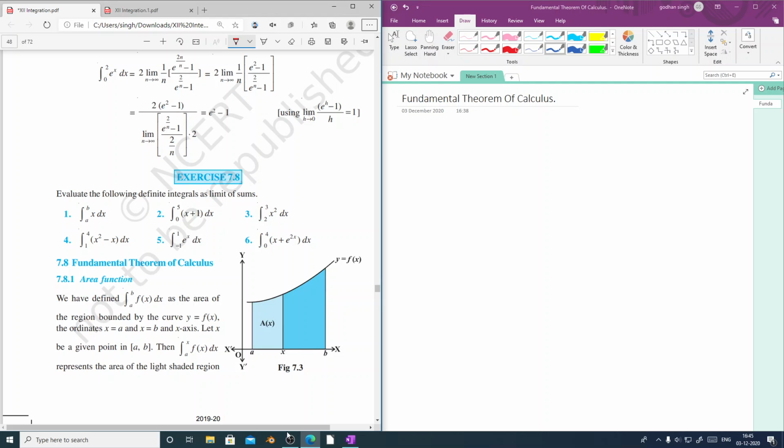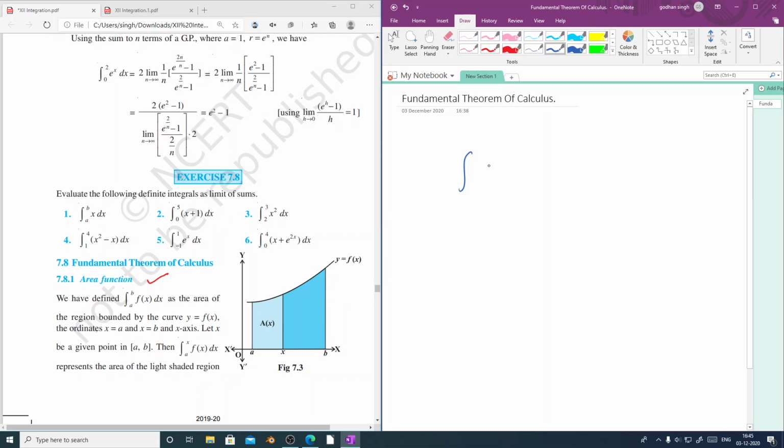Fundamental theorem of calculus, area function. Whenever we have a function f(x) being integrated from a to b, suppose we have a function f(x) and we are integrating from a to b. Here a is known as the lower limit, and b is known as the upper limit.